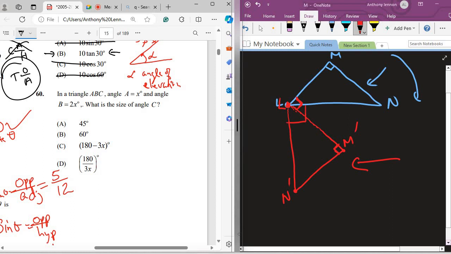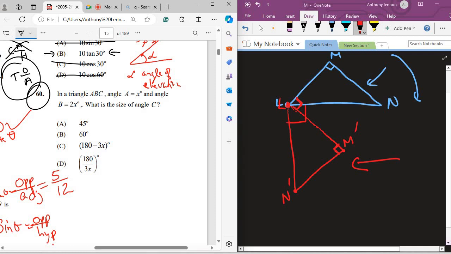Okay, so next one, the last one. This is very easy. Which one is the answer, guys? It's the final one. Which one is the answer? It's between C and D. Yeah, that's true. But think about the concept of a triangle, guys. What are you saying, sir?